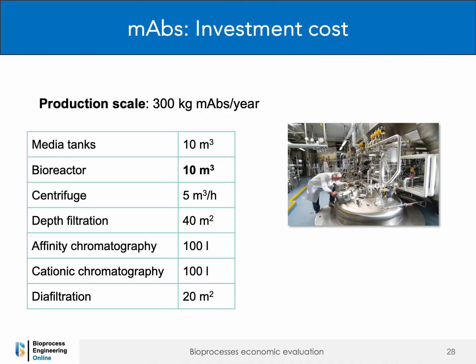A monoclonal antibody production plant featuring a 10 cubic meter bioreactor is designed to produce 300 kilograms of antibodies annually. The sizing of other upstream and downstream equipment determines the volumes of the media preparation tank and chromatography columns, the surface area of the filters and ultrafilters, and the capacity of the centrifuge. The capital investment for the plant is approximately $80 million.